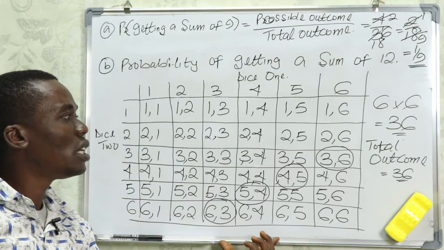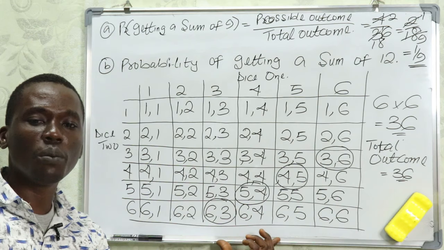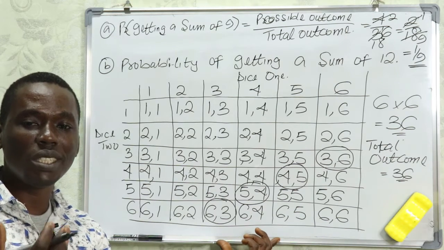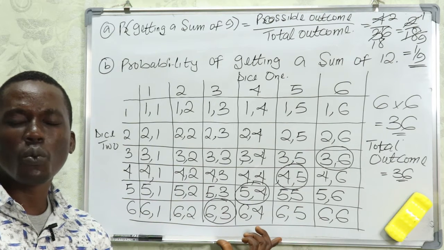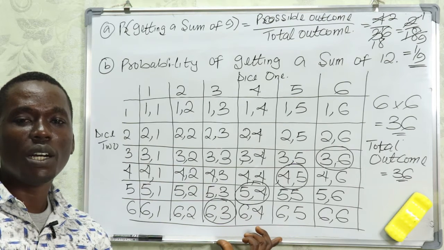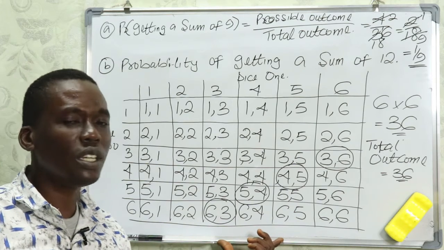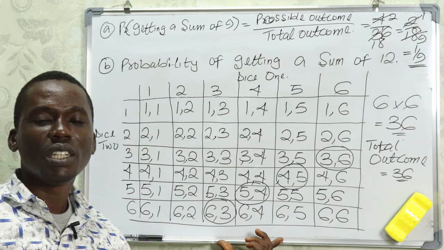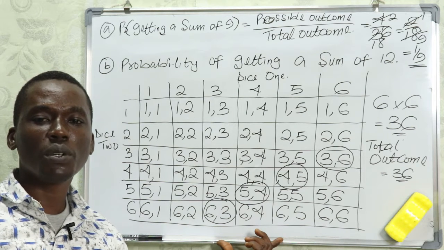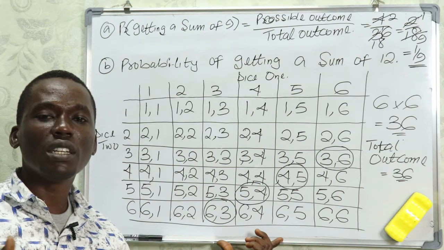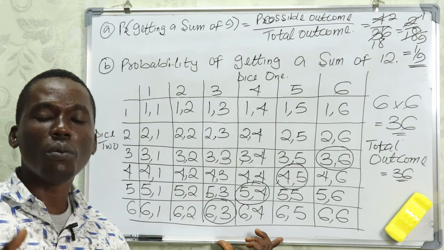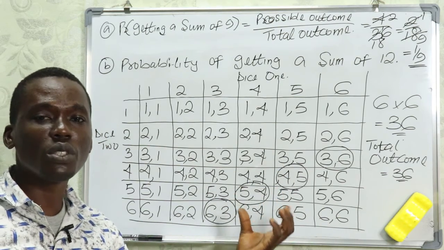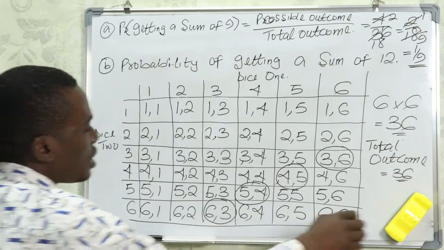Now do you see how simple it is? Once you have drawn the table to show the possible outcomes you can get from throwing 2 dice, then you can easily get whatever question you are required. Someone might ask you, what's the probability of getting a sum that is less than 4? Or the probability of getting a sum that will be prime numbers. These are possible questions that can arise from this table.